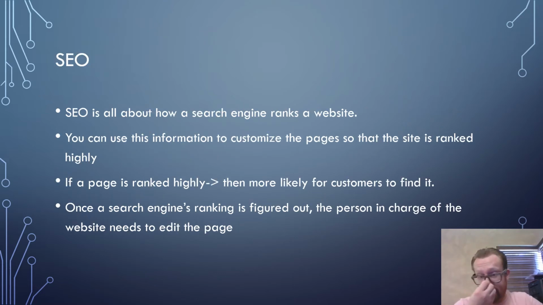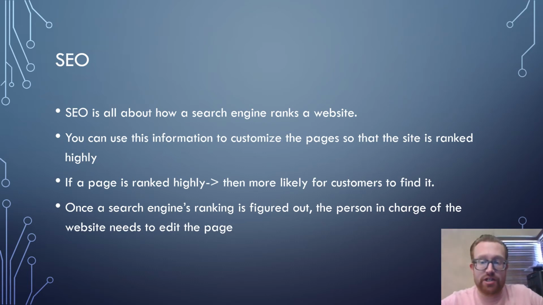So SEO, as I've talked about, is all about how a search engine ranks a website. As I was mentioning on the previous slide, it orders them on different search engines like Yahoo, Bing, and Google. Those are 3 of the major ones. They all have different ways of ranking their pages, and it's important to figure out how they are ranked, so you can use this information to customize the pages so that the site is ranked highly. If the page is ranked highly, the more likely your customers are going to find it, and it's important to keep that in mind.